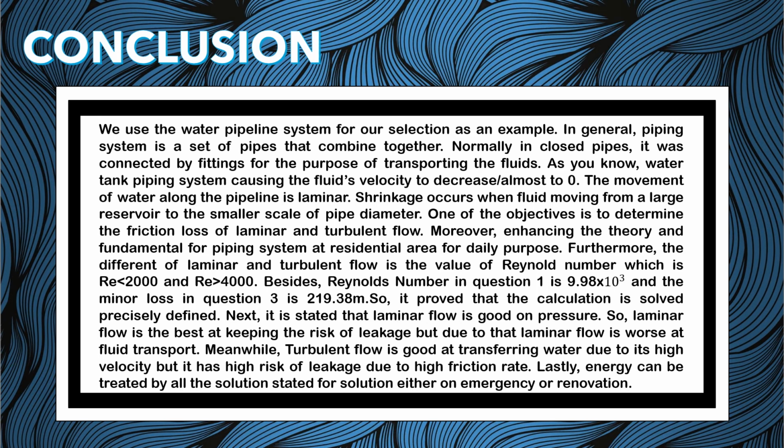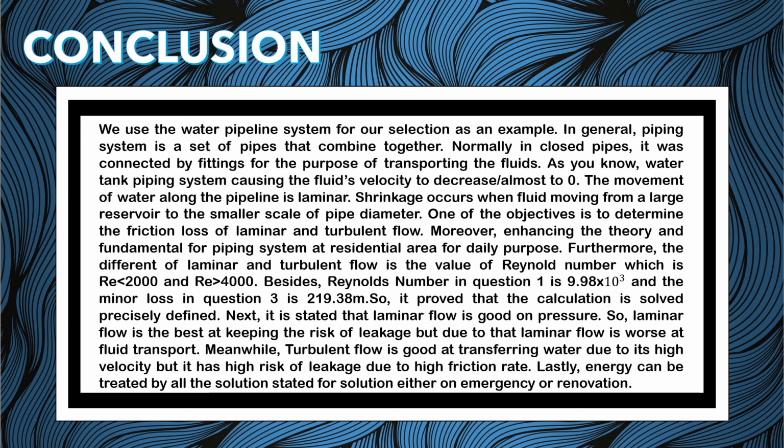One of the objectives is to determine the friction loss of laminar and turbulent flow. Moreover, enhancing the theory and fundamentals of piping systems is crucial in residential areas for daily purposes. Furthermore, the difference between laminar and turbulent flow is the value of Reynolds number, which is Re below 2000 and Re above 4000. Besides, the Reynolds number in question 1 is 9.98 times 10 power of 3, and the minor losses in question 3 is 1 to 9.38 meters. So it proved that the calculation is solved precisely.